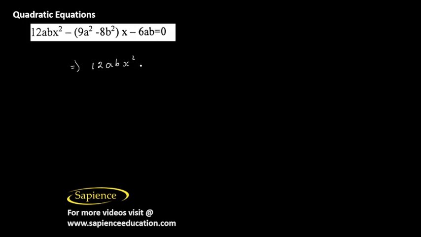Minus x into 9a square is minus 9a square x, and minus x into minus 8b square is minus into minus will be plus, so plus 8b square x minus 6ab equals 0.